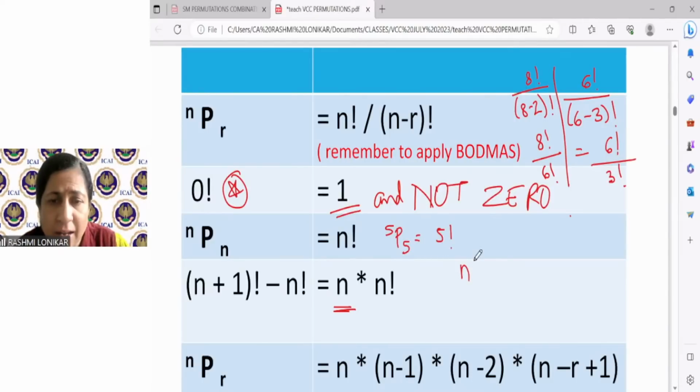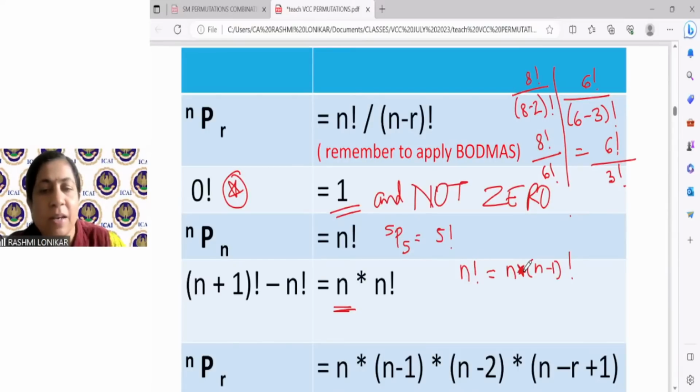See, anytime I have n factorial, I can write this as n into (n minus 1) factorial. N into n minus 1 factorial. This factorial is for this n minus 1. So n factorial can be written as n into (n minus 1) factorial.